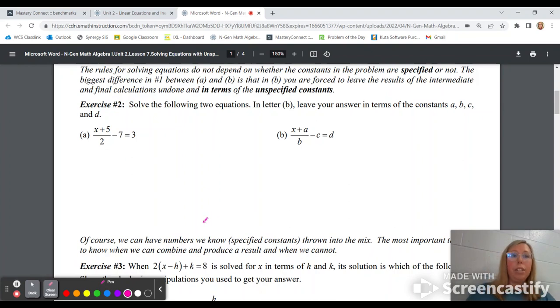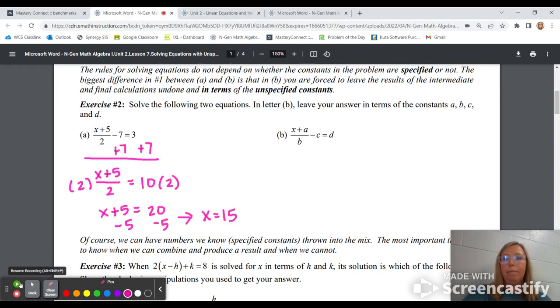All right, so in exercise 2, we're still solving for the letter x. It says leave your answers in terms of the constants a, b, c, and d. Still solving for x in both of these. So again, exercise A is a review of a basic equation. Let me go ahead and solve that just to review those steps, and then we'll look at B.